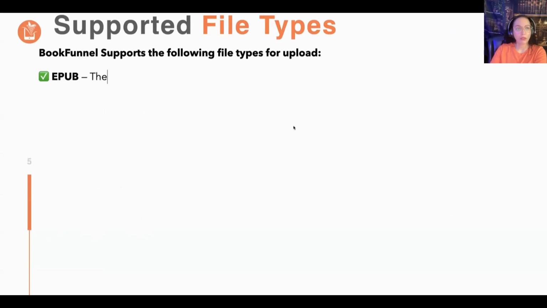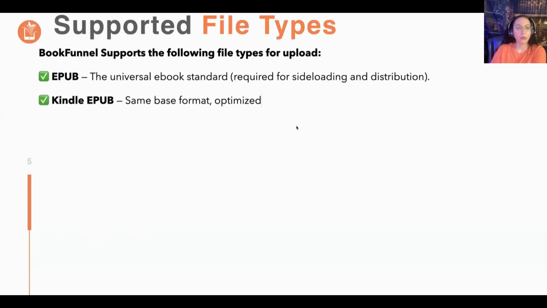Now, supported file types. BookFunnel supports the following file types for upload: EPUB, which is the universal standard required for side loading and distribution. We also support Kindle EPUB, which is the same base format, just optimized for Kindle. You don't have to worry about uploading a Kindle EPUB if you do not have one. If you use Vellum, it will give you that format, but if you don't have it, that's fine. When you upload your standard EPUB, BookFunnel will create the Kindle EPUB version for you, so you don't have to worry about that.